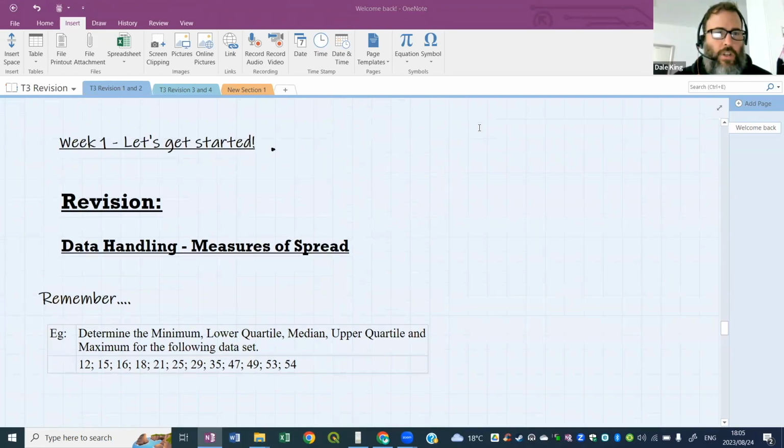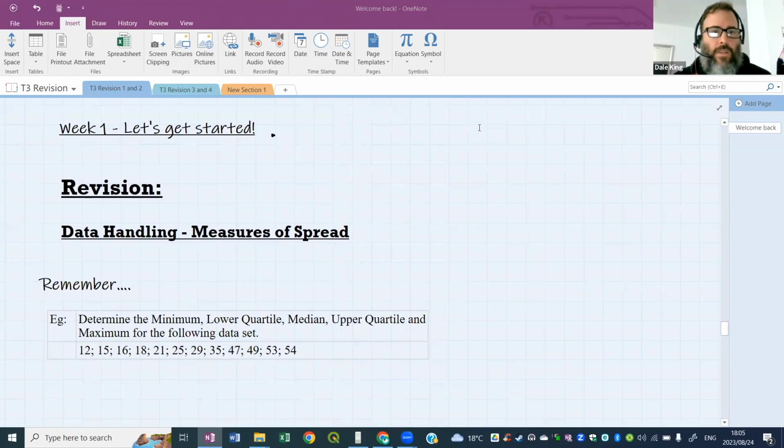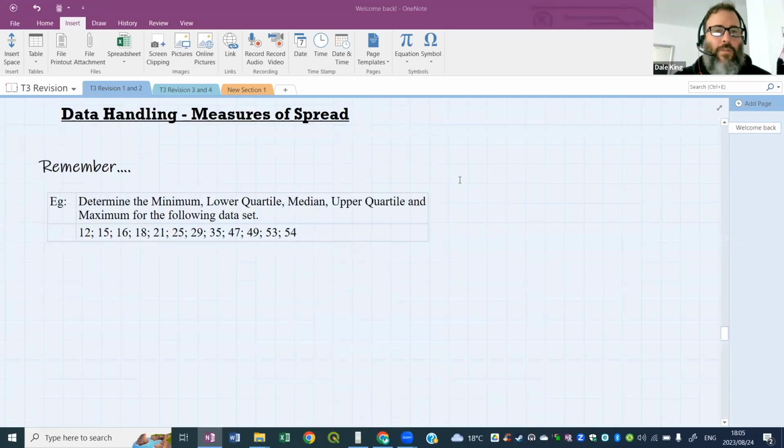Let's get started. Revision of data handling, and tonight specifically we're talking about measures of spread. All right, now before we get into the contextual questions, we need to remember the theory about our measures of spread. Now, there is one measure of spread not mentioned in this question.